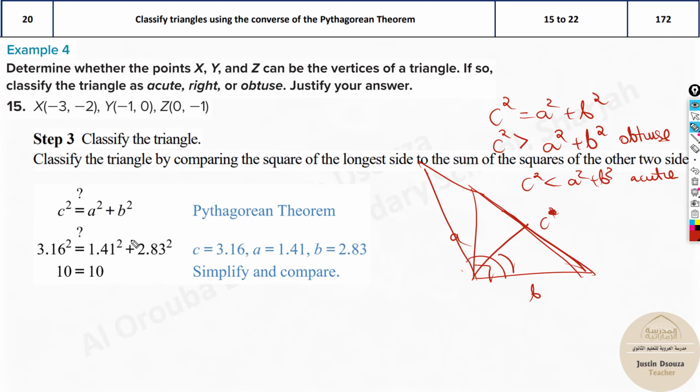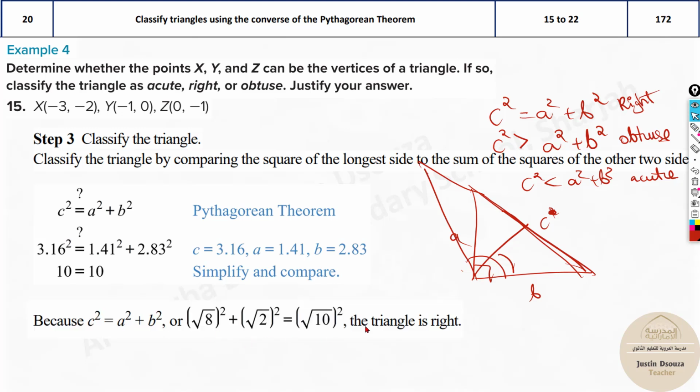Now here we have to do the same thing, but look what happened here. When you solved, it became exactly equal. That means it's a right angle. The first case, this is only a right angle. So this is a right angle triangle. Whereas if at all the c square value was greater than the sum of the other two sides, it would be obtuse.